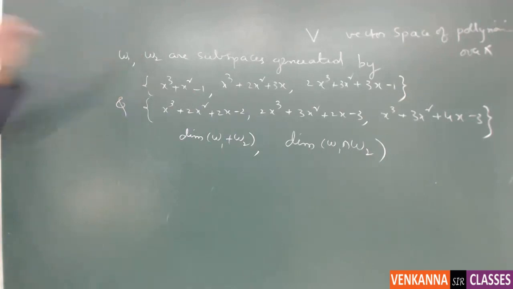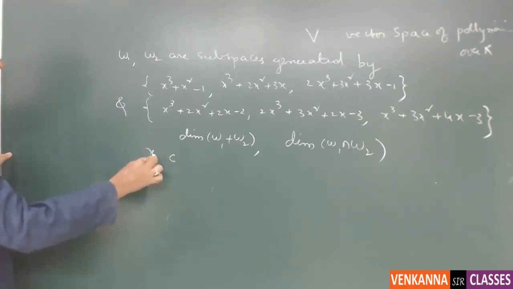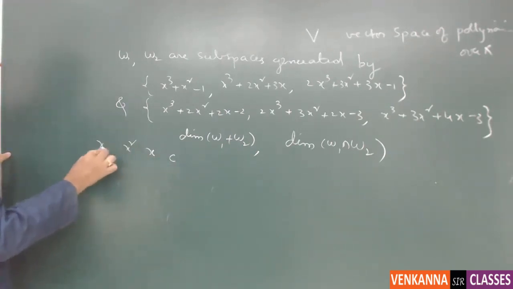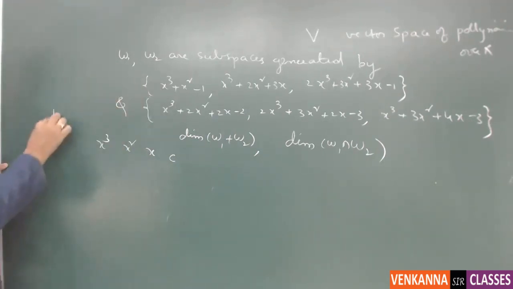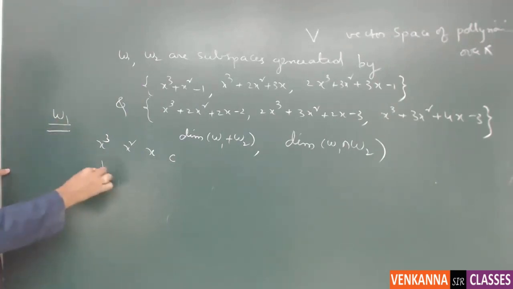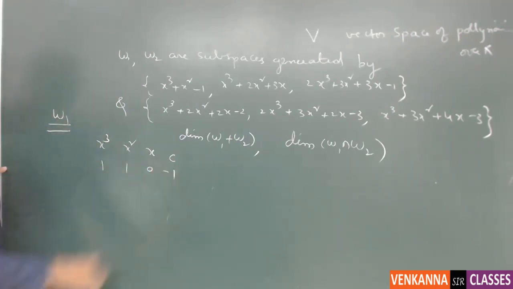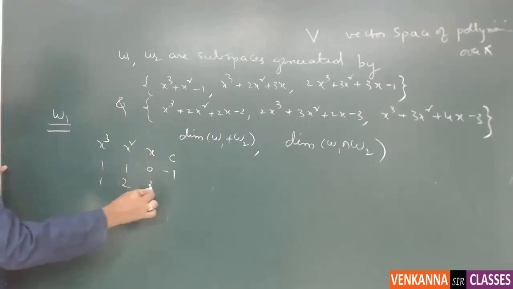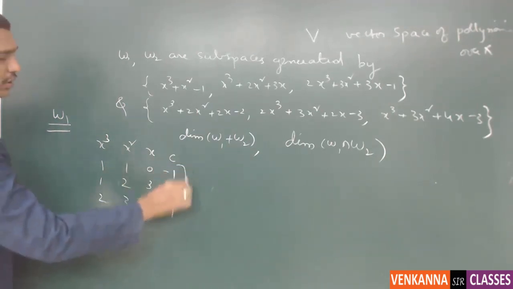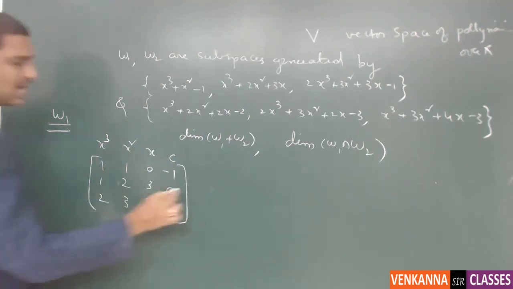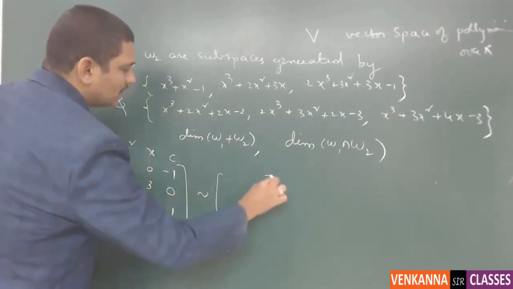So for this type of thing, we need to write the coefficients as a matrix. You can take the constant term, x coefficient, x square coefficient, x cube coefficient, because that is the maximum power there. So for W1, if you consider 1, 1, 0, minus 1, 1, 2, 3, 0, 2, 3, 3, minus 1. You consider this matrix and reduce it into echelon form, give me the values there.